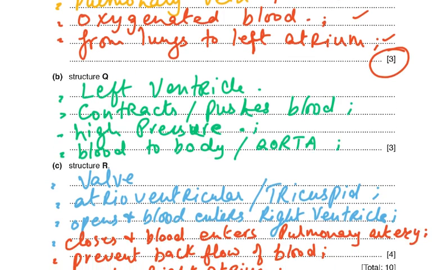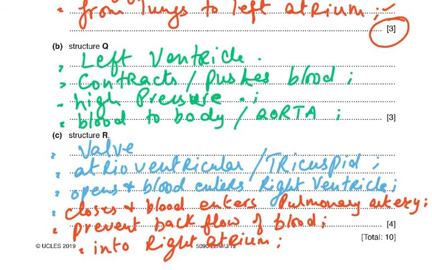Then structure R was the valve. It's an atrioventricular valve, but if you didn't know the name, it's tricuspid valve. You could have got away with atrioventricular valve. Opens and the blood enters the right ventricle, closes and the blood enters the pulmonary artery, which is going to take the deoxygenated blood to the lungs. And this valve prevents the backflow of blood into the right atrium.